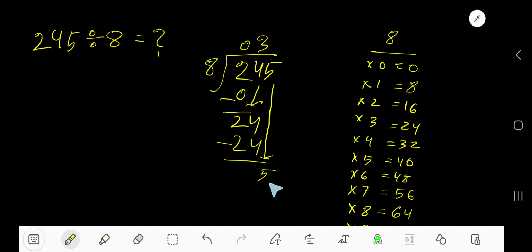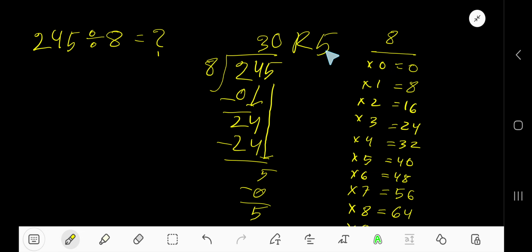Then 0, 0, 5 means 5. 8 goes into 5 how many times? 0 times. 0 times 8, 0, subtract, 5. So our answer is 0, 3, 0, remainder 5. This leading 0 doesn't have any value, so 30 remainder 5 is our answer.